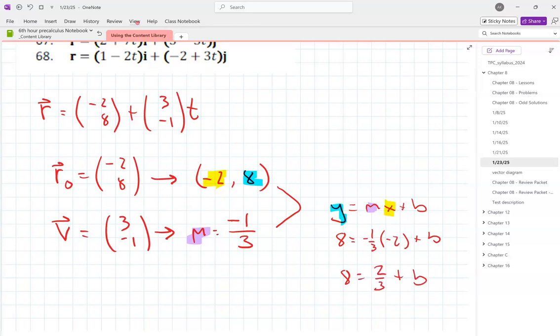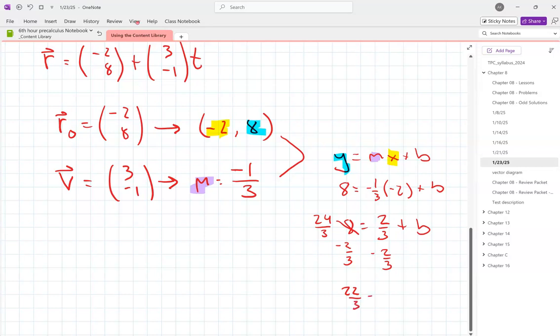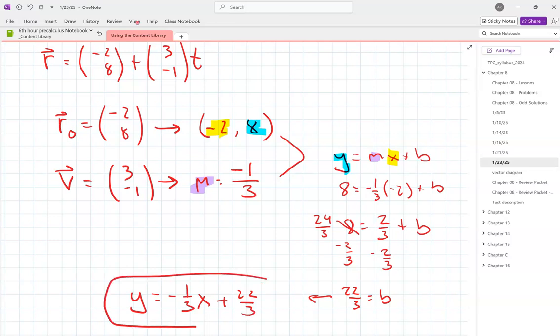So negative 2 times negative 1/3 is 2/3. And then I'll subtract the 2/3 from both sides. In order to do that, though, I need to make a common denominator, so I'll multiply 8 over 1 by 3 over 3. So I get 22/3 for b. So with that, I can say my equation for the line is y equals negative 1/3 x plus 22/3.